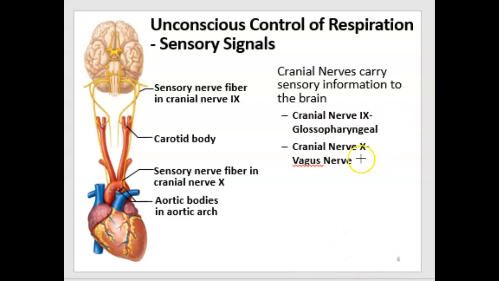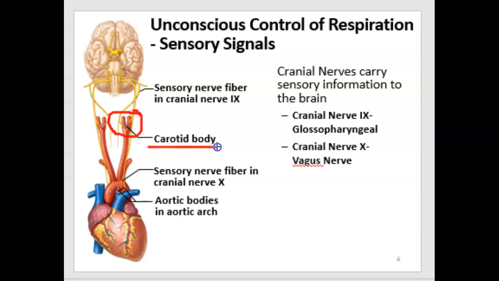All the sensory signals are carried in cranial nerves. Cranial nerve 9, which is the glossopharyngeal nerve, and cranial nerve 10, which is the vagus nerve, on both sides, so bilaterally, vagus nerves and glossopharyngeal nerves. Now they're carrying signals from specific receptors located in the lungs, in the airway, but also in these vessels that are shown, the aorta and the carotid arteries that are shown here.